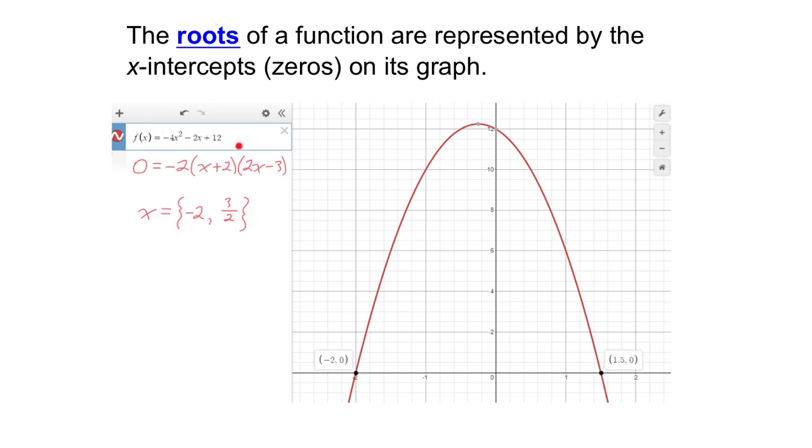Now, this function is the same one from the warm-up, so we already factored it, and we solved the equation, and we got -2 or 3 over 2 as the possible answers for x. These are the roots of the equation. Now we can see that it's the same thing on the graph. The x-intercepts are -2, and 3 over 2 is 1.5. So the roots of the equation are the same as the x-intercepts of the function on the graph.